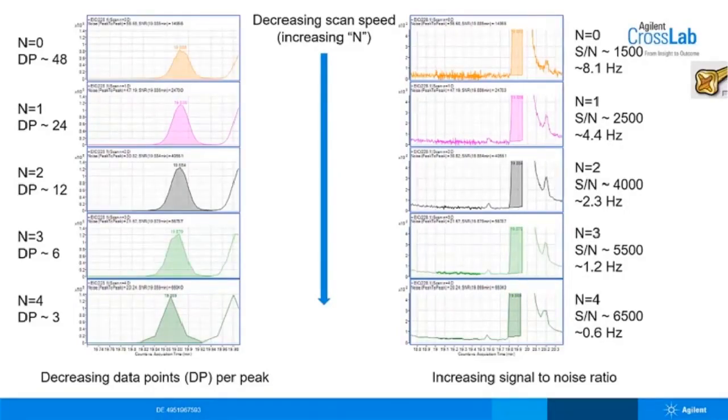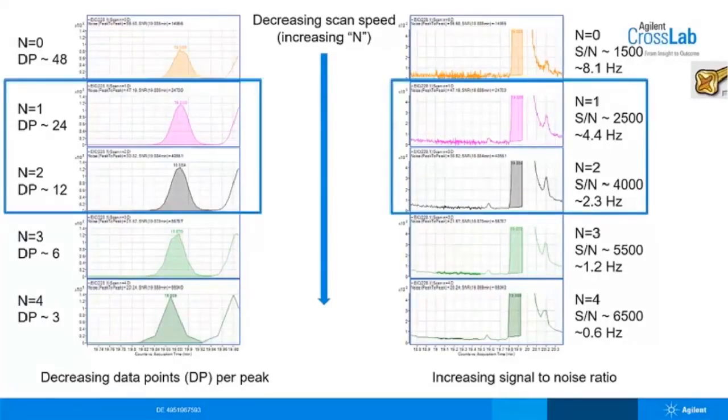On the other side of the coin, if we look to the right, decreasing scan speed leads to increasing signal-to-noise ratio because you're not sampling as often, so your signal-to-noise ratio gets better, which is great, right? Well, not necessarily. If you're trying to accurately identify or quantify a compound, you'll need more than just 3 data points. As usual, there is a good set of results to trade off between your signal-to-noise ratio and the number of data points for both identification and quantification.